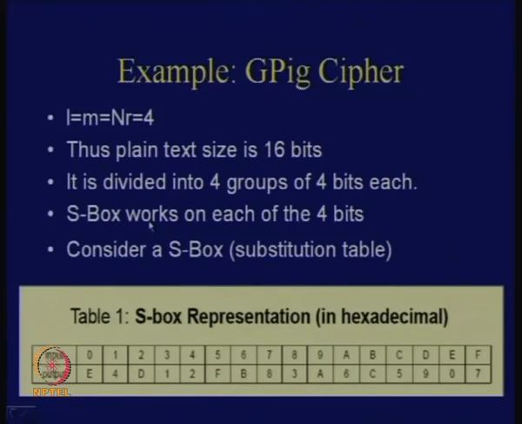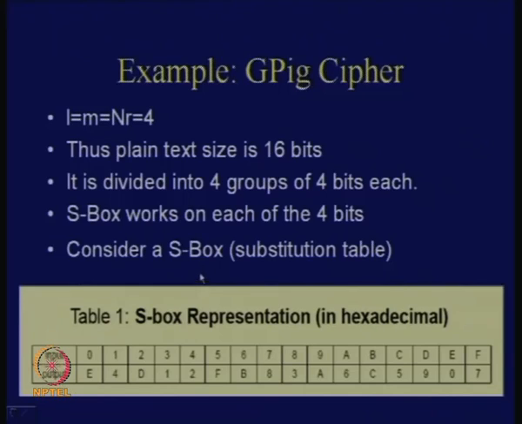So essentially we have L and M, both equal to 4, and NR is also equal to 4. What does it mean? It means that we are operating on 16-bit values, and there are 4 S boxes, and the number of rounds is also 4. So this 16 bits is divided into 4 groups, each of 4 bits. So the S box works on each group of 4 bits.